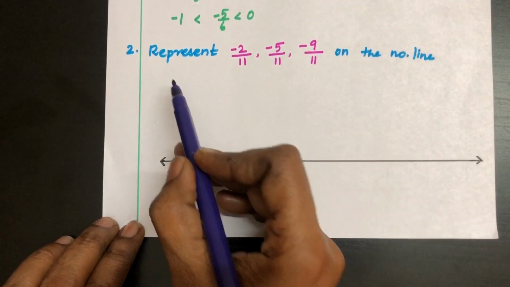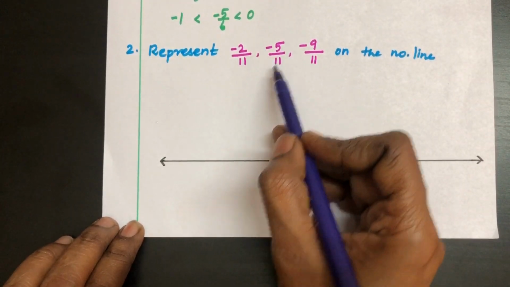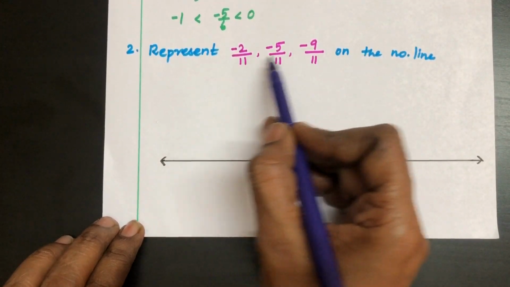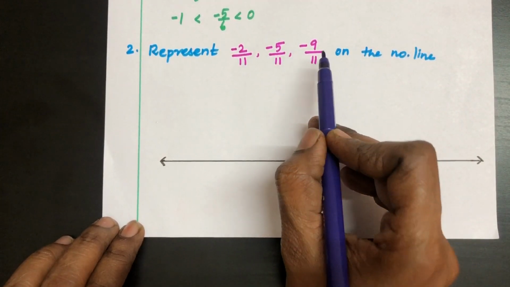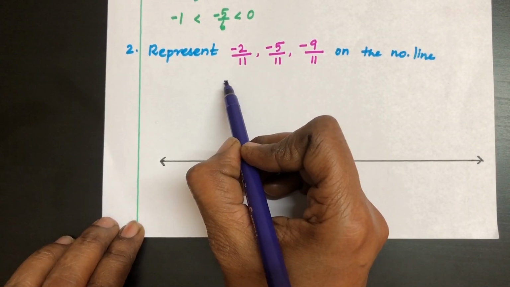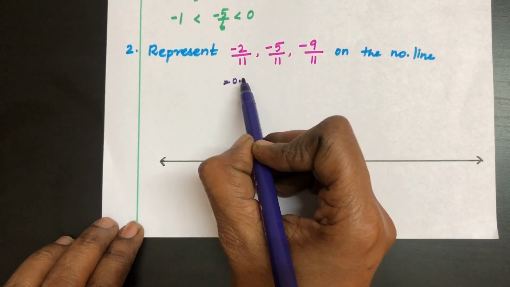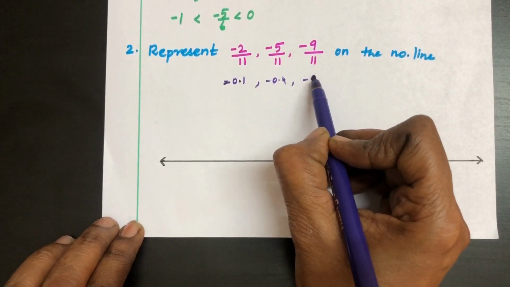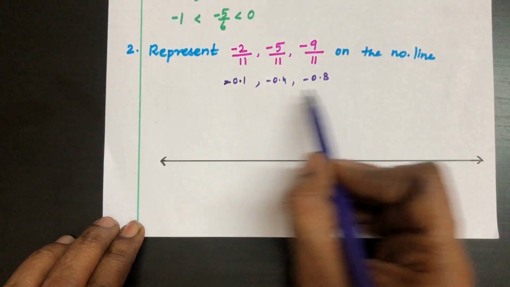Second question, represent minus 2 by 11, minus 5 by 11, minus 9 by 11 on the number line. It's very easy. See, all these are proper fractions. That means less than 0 in value. Okay, the decimal value for this is minus 0.1. This is minus 0.4, minus 0.8. Like that it will come.